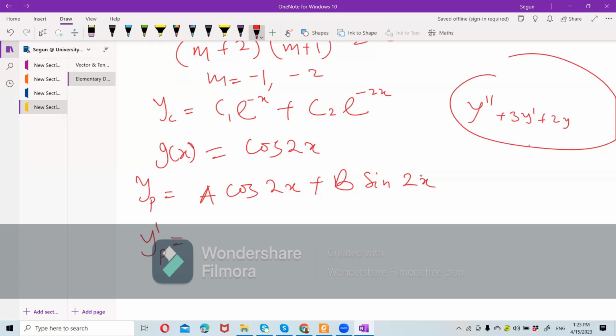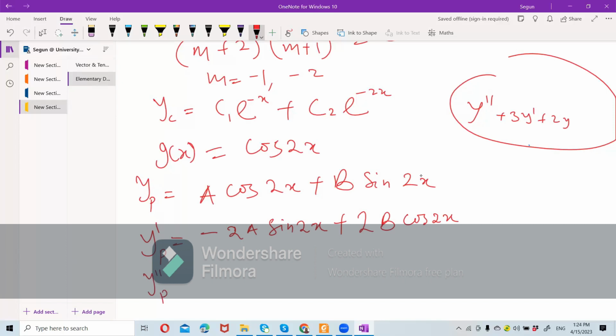Minus sign, and because it is cos 2x, you have 2 there. It's going to be minus 2a sine 2x. Please take note. Then plus, when you differentiate sine, what do you have? You have 2b cos 2x. It's very simple.